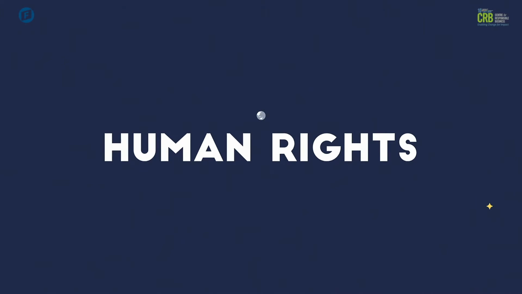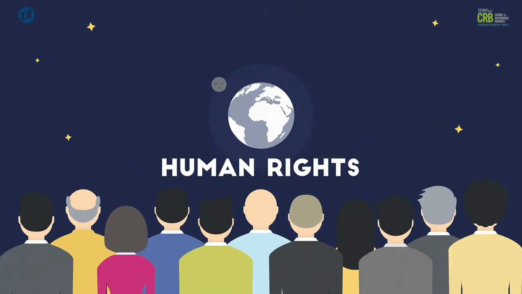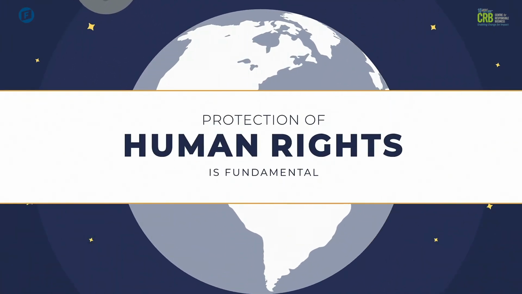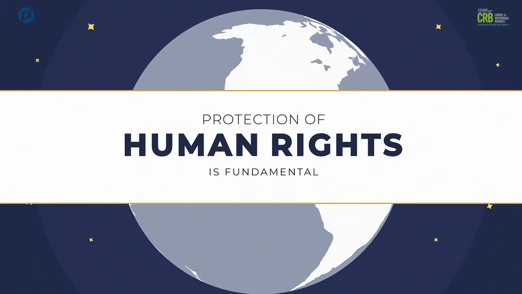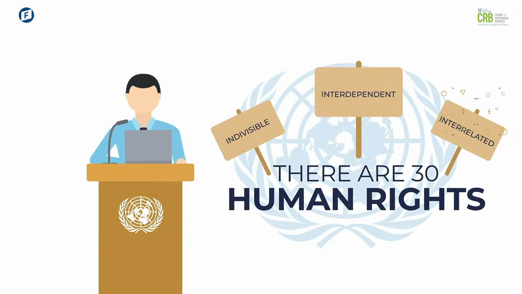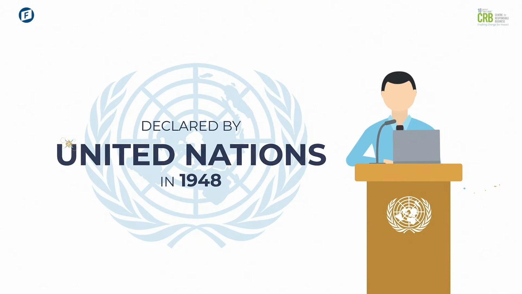Human rights are universally inherent to every human being without any exception. For the well-being of any society, protection of human rights is fundamental. They are a set of 30 indivisible, interdependent and interrelated entitlements declared by the United Nations in 1948.